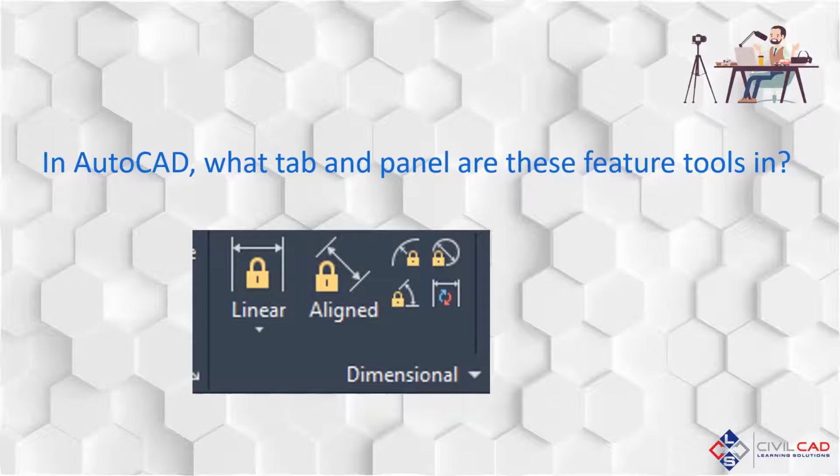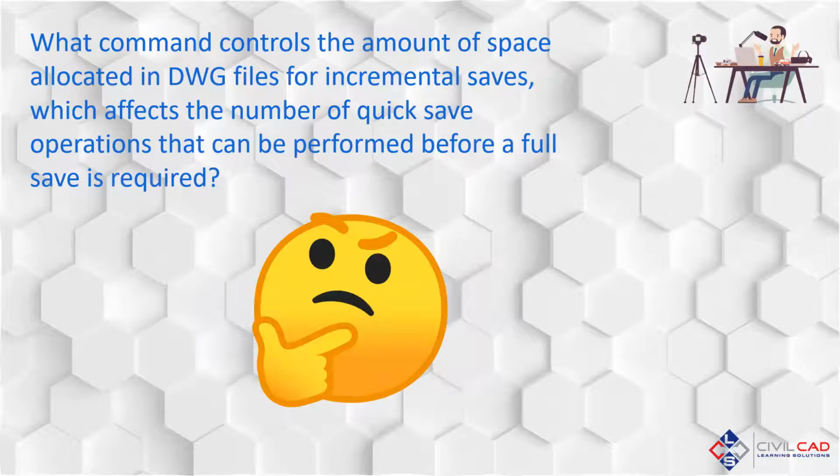Next one. What command controls the amount of space allocated to DWG files for incremental saves, which affects the number of quick save operations that can be performed before a full save is required? So it's a command. I'm going to defer to my super brilliant friend here. No one's got it, so we'll stop it here. But the answer is ISAVEPERCENT. So incremental save percent.